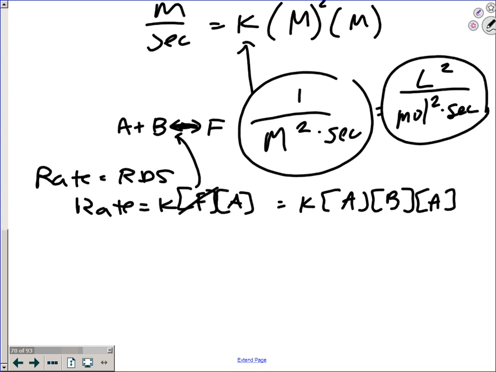No, you can include a catalyst. If there's a catalyst at the rate determining step, if it is a part of the reactant, then it would be a part of the rate law. Okay, all right, keep going.